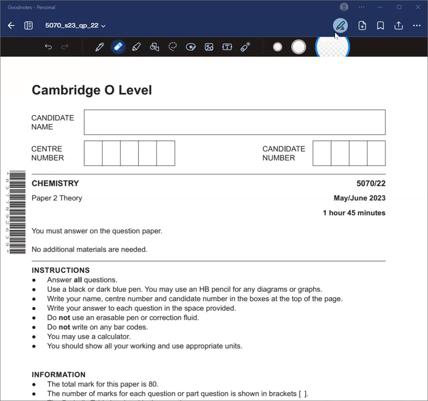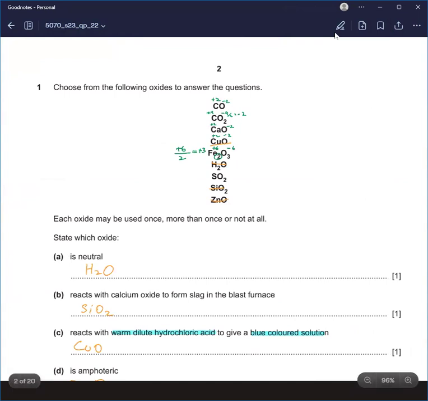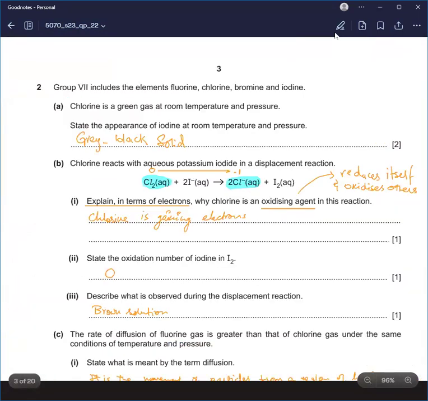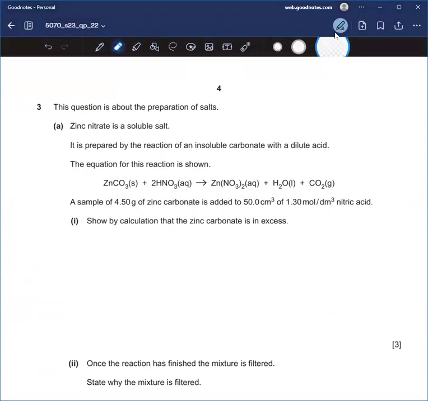Today we'll be continuing with the same paper, but today we'll do question 3. We have done question number 1 and question number 2 in our previous video, and now we'll start with question number 3. All right, so let's begin with it.